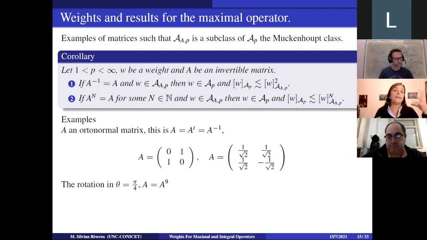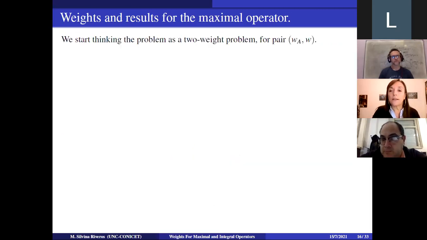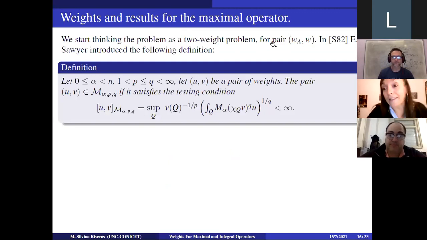So we were struggling, we wanted to prove the reverse Hölder condition, we couldn't. And suddenly we said, well, what if we think of this as a two-weight problem, not as a one-weight problem, no? So for example, our two weights will be W sub A, W. Well, so we pull up all of Sawyer's background, no? And if we recall, what is the testing condition?